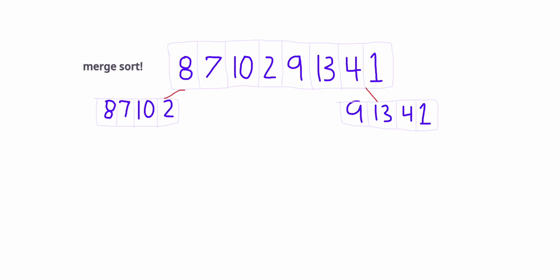Then MergeSort will continue recursively. One thing to note about MergeSort is that it always sorts the left subarray first. So we'll ignore our right subarray for now and move on to looking at our left subarray. As it did with our original array, MergeSort will split this left subarray into two smaller subarrays. Our left subarray will be 8 and 7, and our right subarray will be 10 and 2.